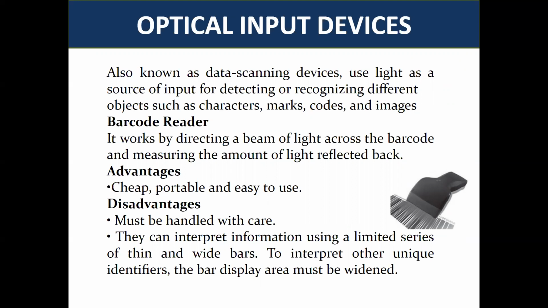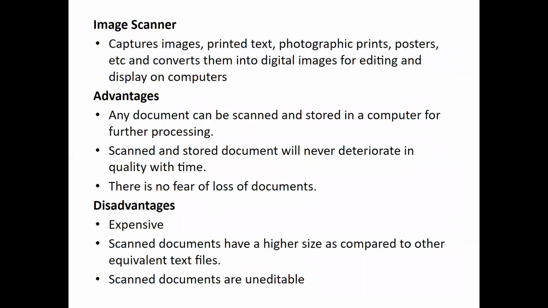So to interpret other unique identifiers, the bar display area must be widened, right? Moving on to the next one, the image scanner. So basically, what does the image scanner do? It captures images, printed text, photographic prints, posters, etc., and converts them into digital images for editing and display on the computer.